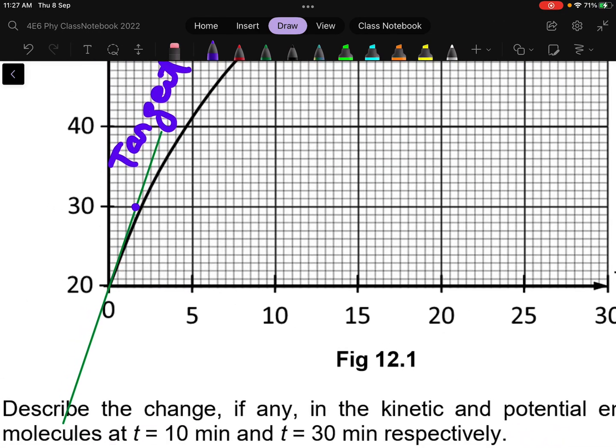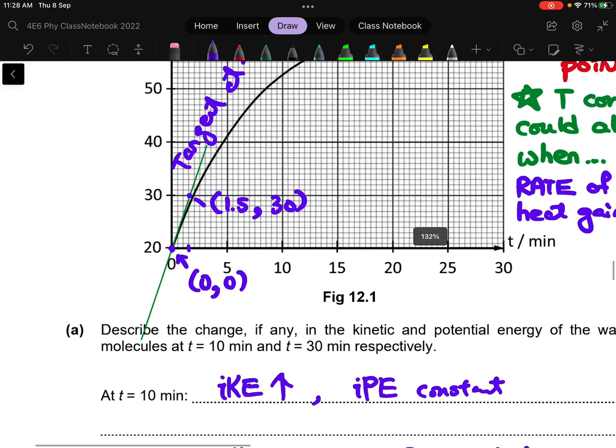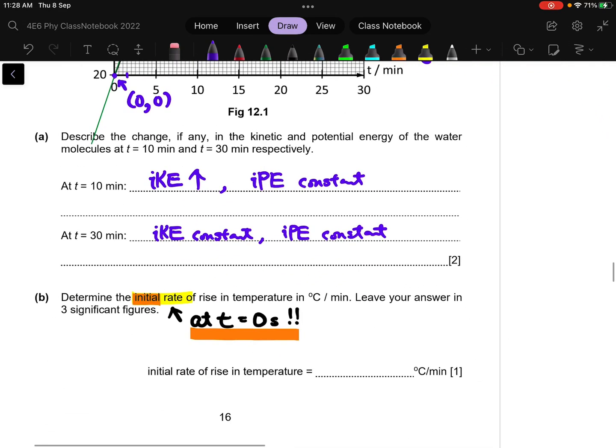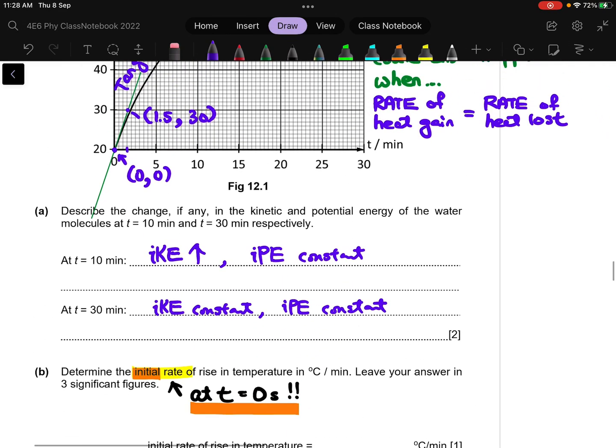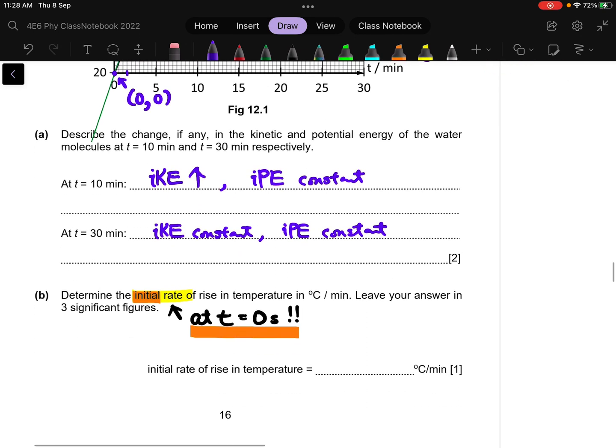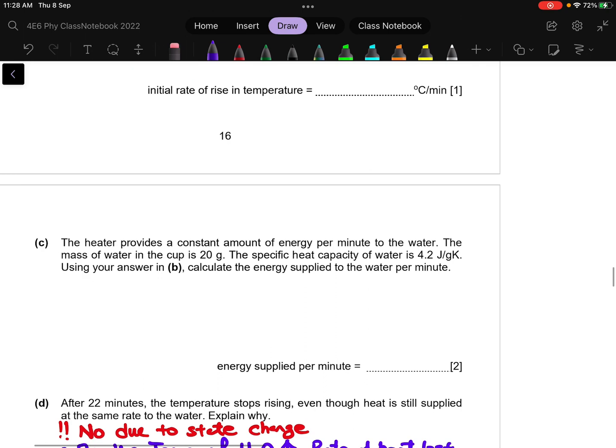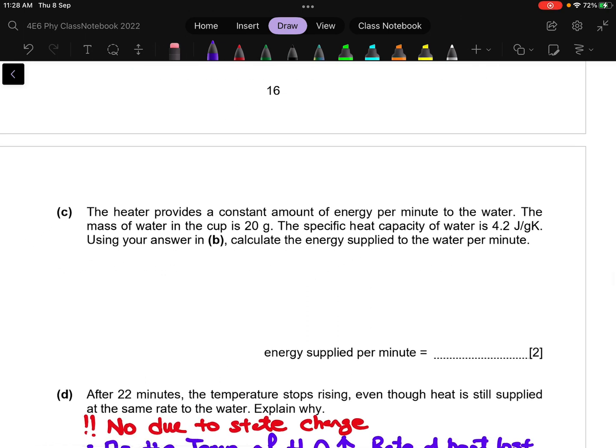Once you do that, you need to identify this particular point over here, which gives you 1.5 comma 30, and then you take this point which is 0, 0, and you'll be able to find the gradient. The gradient basically will give you the initial rise in temperature per minute. Yeah. So once you know the initial rise of temperature per minute, then you can attempt part C.